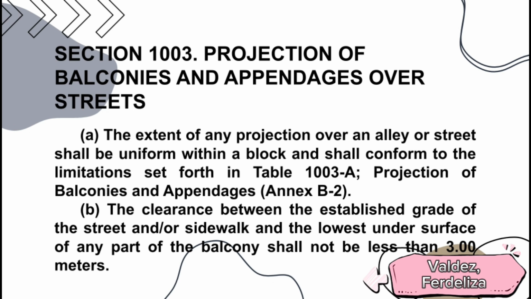So the clearance between the established grade of the street and or sidewalk and the lowest undersurface of any part of the balcony shall not be less than 3.00 meters. There must be a minimum of 3 meters between the lowest base of any part of the balcony and the established grade of the roadway or sidewalk. It means that a vertical distance or the clearance shall not be less than 3 meters. So it is okay to put balconies in the sidewalk as long as you follow the provided distance.